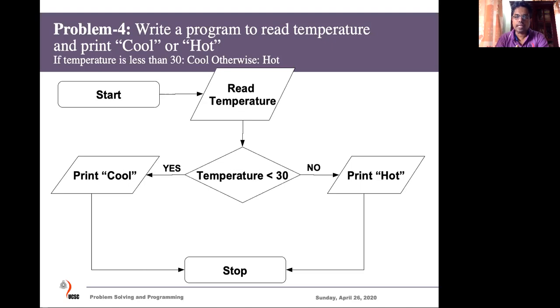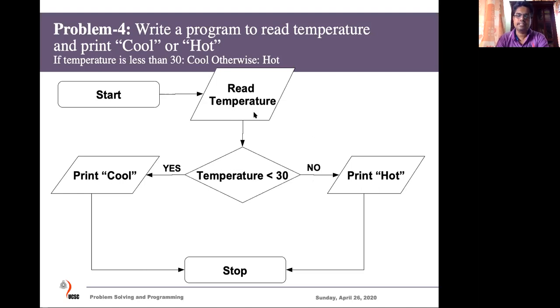If you want to do that, we first have to write a flowchart. That flowchart consists of, you see, start. Then we have to read the temperature, obviously, from the user. And then we need to check whether it's greater than 30 or less than 30. The condition we check is here, whether it's greater than 30. If it is yes, our output is cool. If it is no, or false, our output is hot.